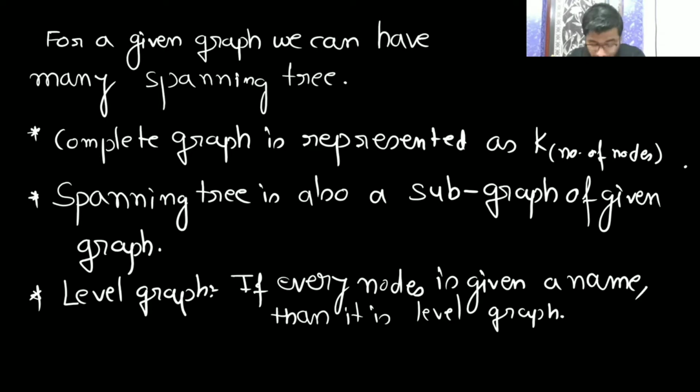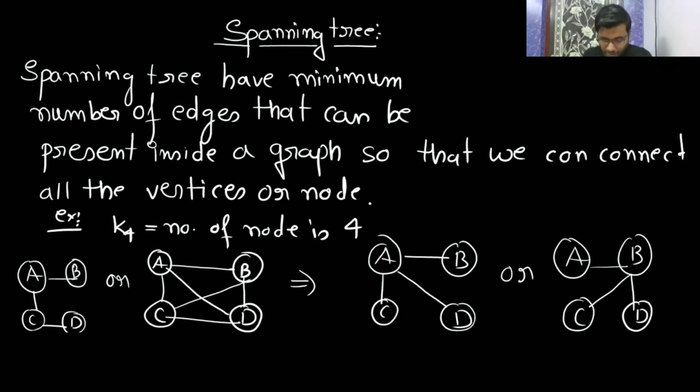No, no, I am asking how many spanning trees we can have. If I give you a complete graph K3, how many do you get? You get three. One, two, three. You get three spanning trees. So in this way you have to find.